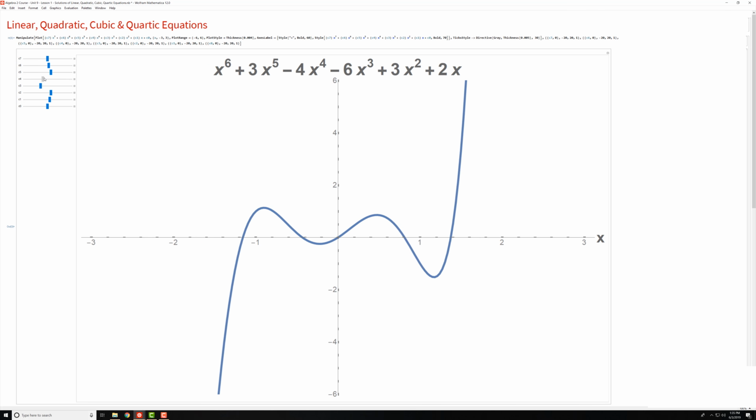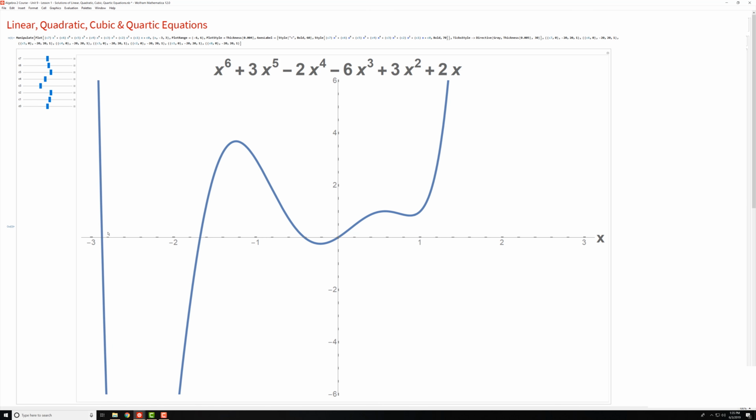Let me see if I can find something interesting. Here you have 1 crossing point, 2 crossing points, 3, 4. So I only have 4 crossing points that I can see in this function, but we know that there must be 6 roots because it's a 6th order polynomial. So we have 4 real, therefore we must have 2 complex. So if you solve and find all of the roots of this equation, then you'll find 4 crossing points, 4 real roots, and then the other 2 must be complex.